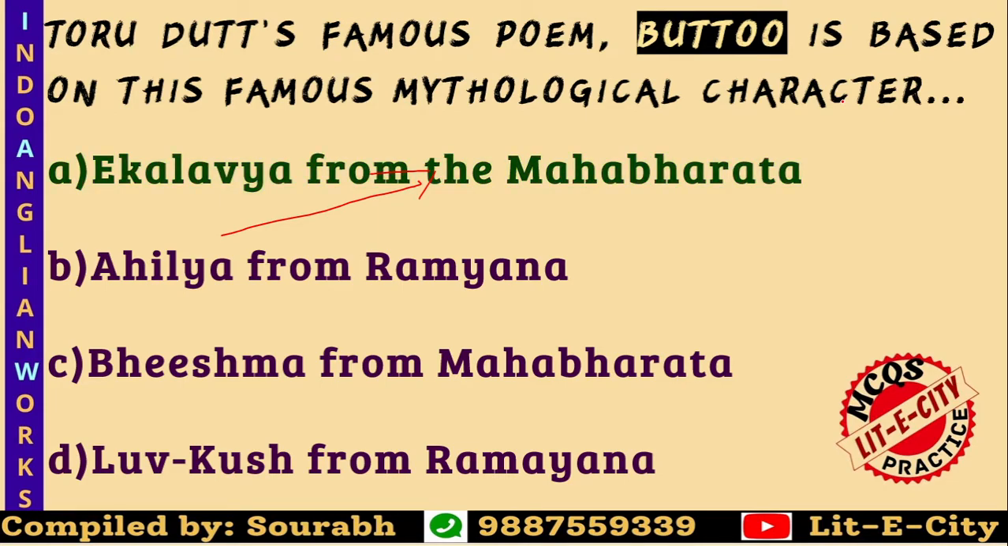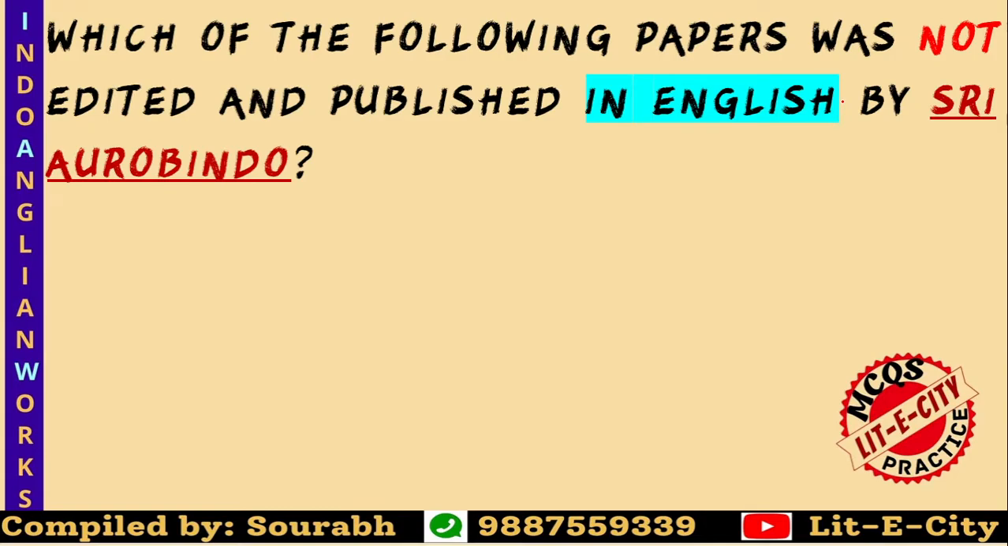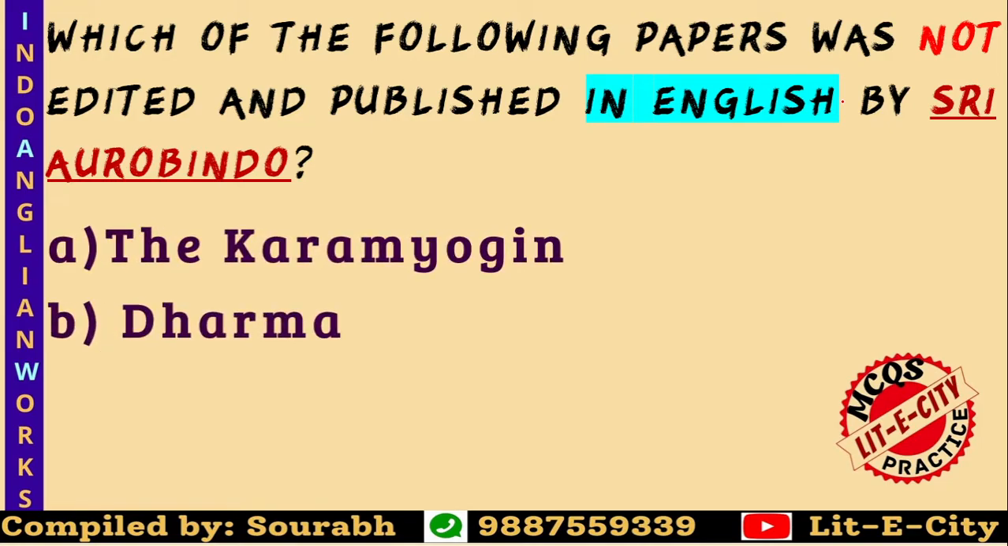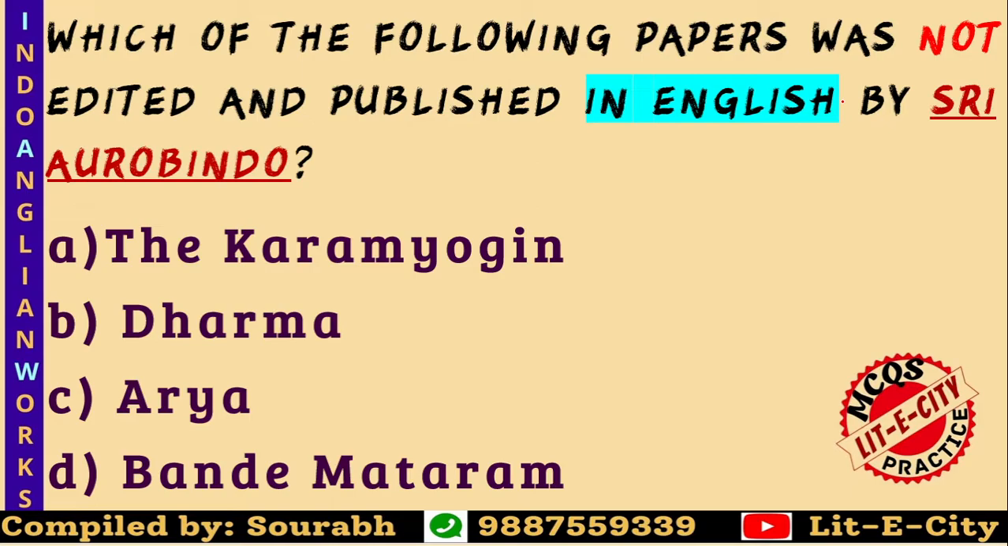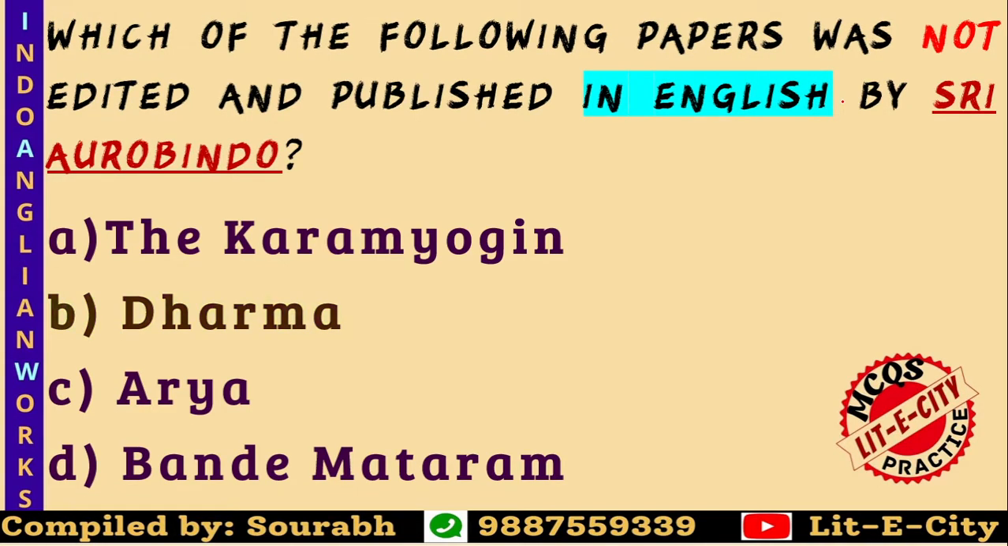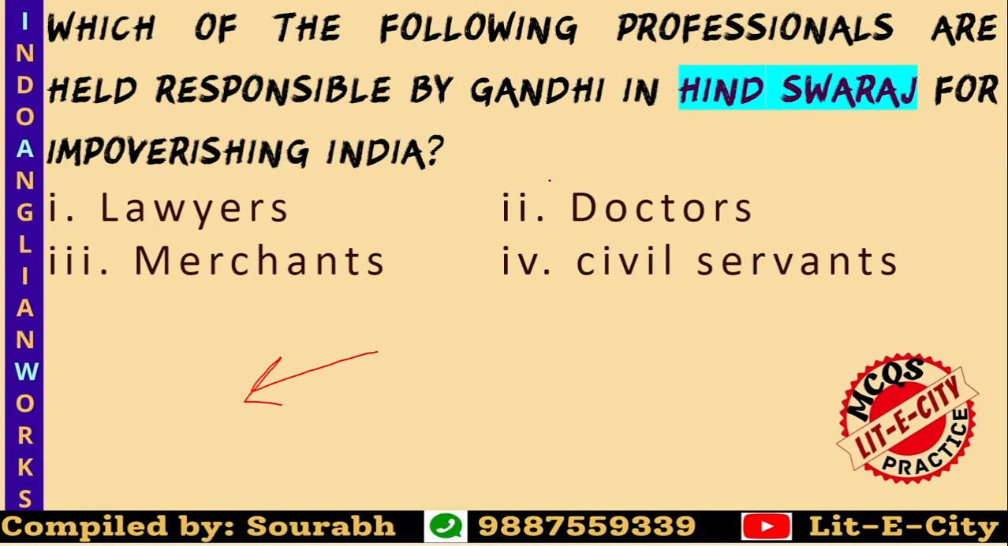Our next question is: which of the following papers was not edited and published in English by Sri Aurobindo? The Karma Yogi, Dharma, Arya, or Bande Mataram? Arya is one of his most important journals, and in this particular paper he presented his philosophy, his mysticism. Karma Yogi is his first attempt at publishing a paper. The correct answer is Dharma. This particular journal was not in English. The rest of these three by Sri Aurobindo are in English.